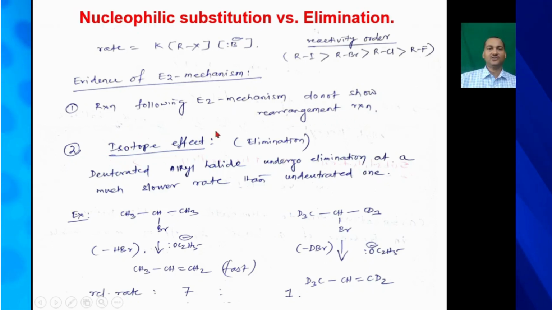The next is the isotope effect. Deuterated alkyl halide undergoes elimination at a much slower rate than the undeuterated one. Here you can see this is the undeuterated one. In presence of ethoxide ion you get alkene, and the relative rate is 7. If you take the deuterated one in presence of ethoxide ion, you get this alkene, and the rate of reaction is only 1. So very slow.